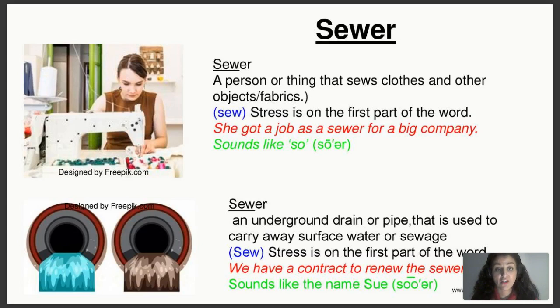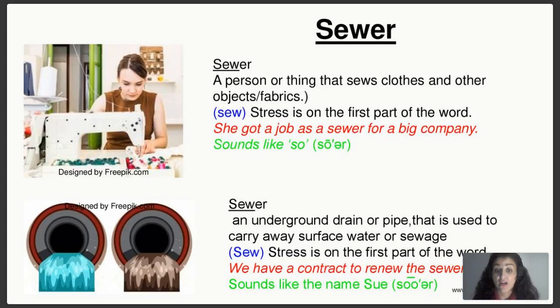She got a job as a sewer for a big company. It sounds like so, S-O. So you don't really hear the E sound. It's an O sound. And the second version is sewer, and that is an underground drain or pipe that's used to carry away surface water or sewage. Like the first, the stress is also on the first part of the word, the first syllable.